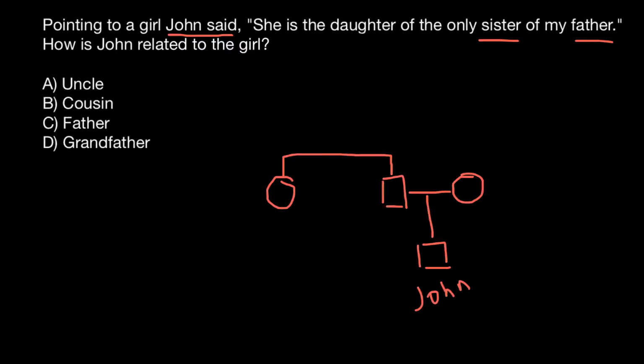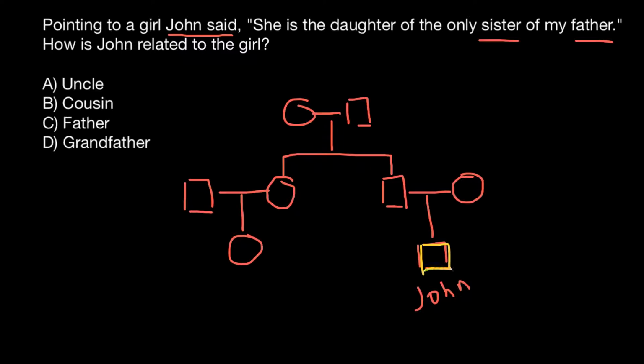We also can add the parents here too. So father and mother. John's father has a sister, and his sister has a daughter. So this is what you should get. And here is John, who is pointing at this person.